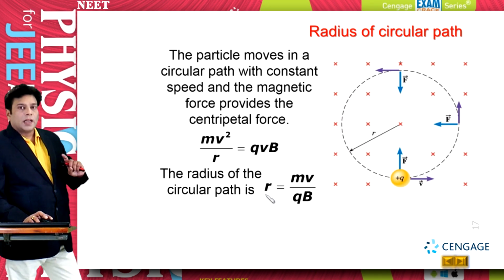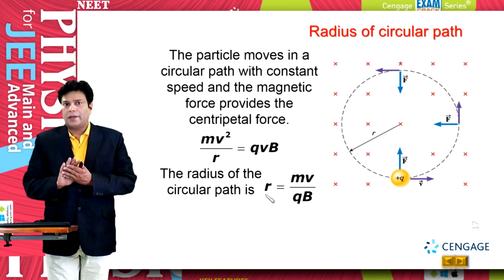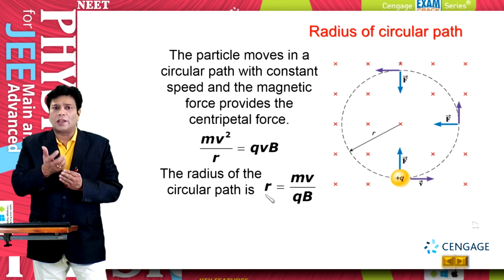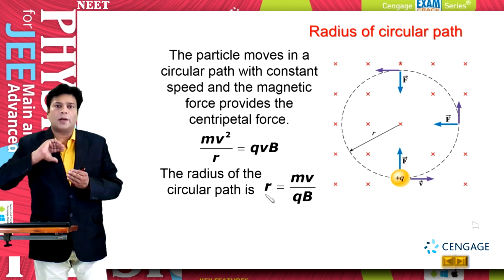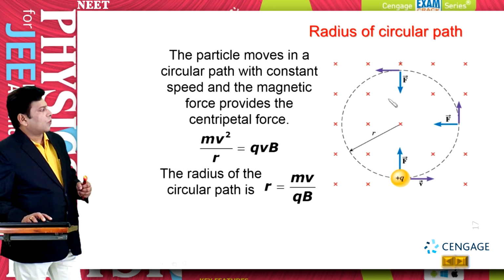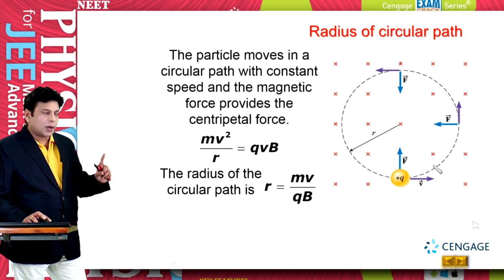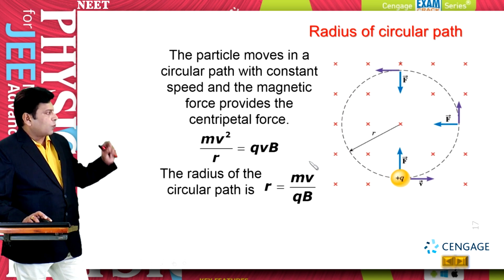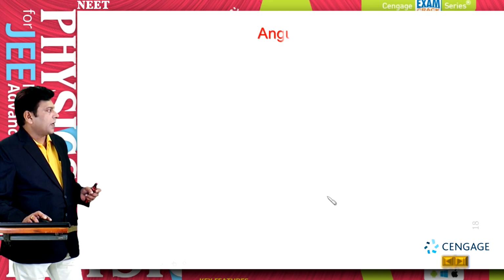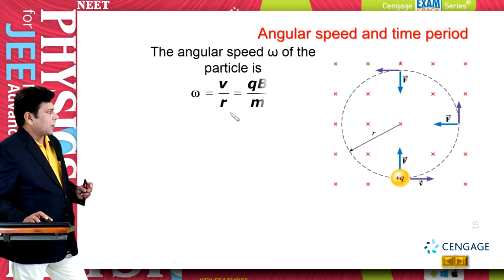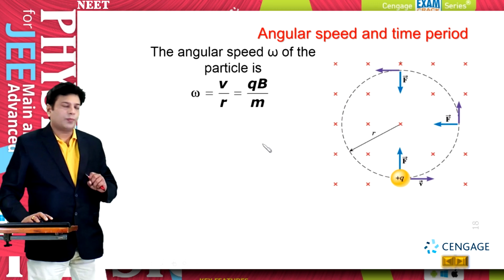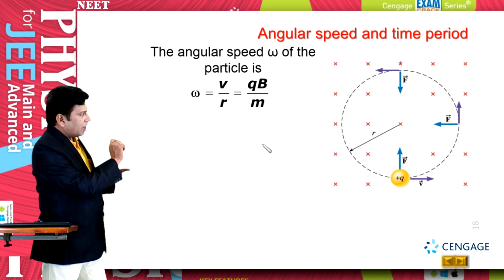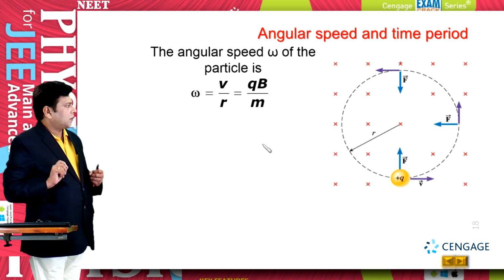Now let us find the angular speed and time period. We know the angular speed when any particle moves in a circular path is equal to the tangential velocity divided by the radius. So we can write omega equal to v divided by r. The radius is equal to mv divided by qB. So omega should be equal to qB divided by m. You can observe here that this angular velocity is independent of the speed of the charged particle.